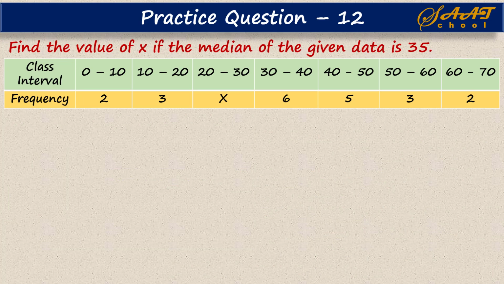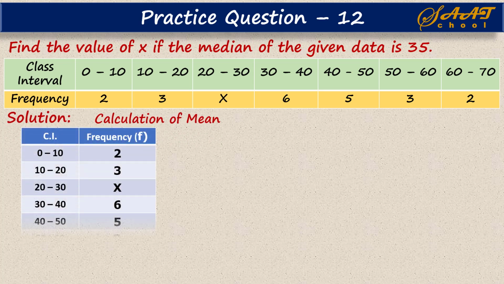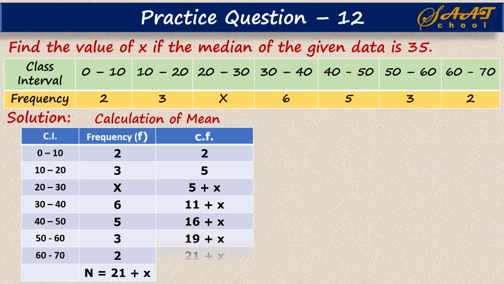Now, here we have the value of the median, which is 35. The question is to find the value of x. The process is exactly the same as we did earlier: writing the class interval and frequency, and then one more column for the cumulative frequency where we accumulate frequency. So 2 plus 3, then 5 plus x, then we just go on adding, and this is the cumulative frequency.